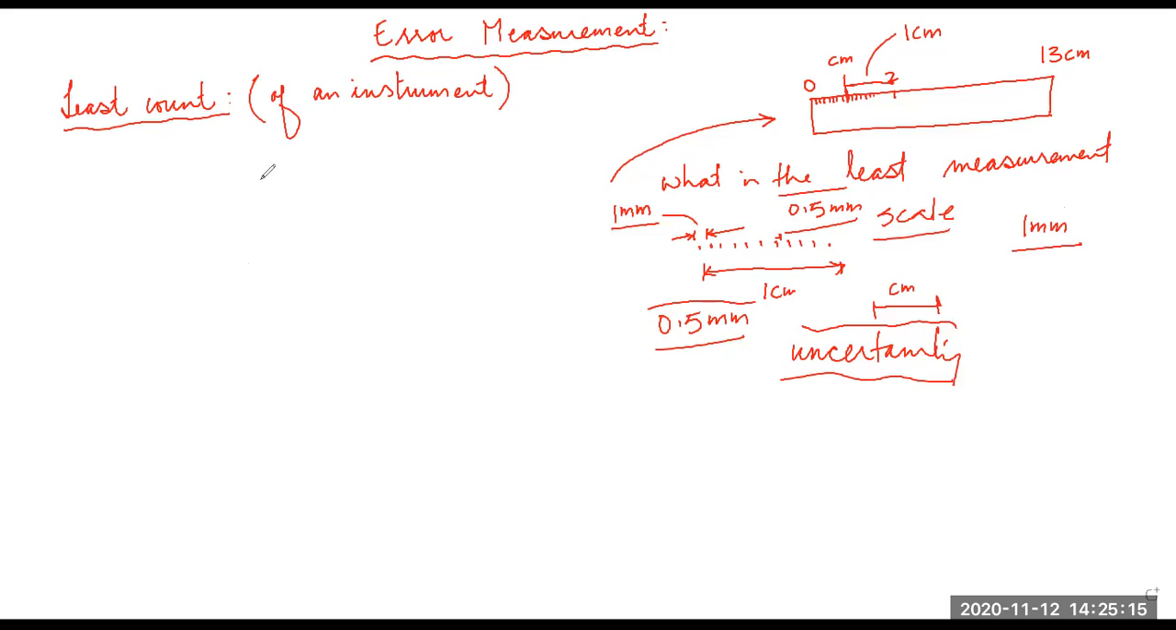So students, this is important for you to understand. Least count, we have understood. And then students, we go for absolute error. Absolute error. What is this? Now let's say again, this is a shaft.